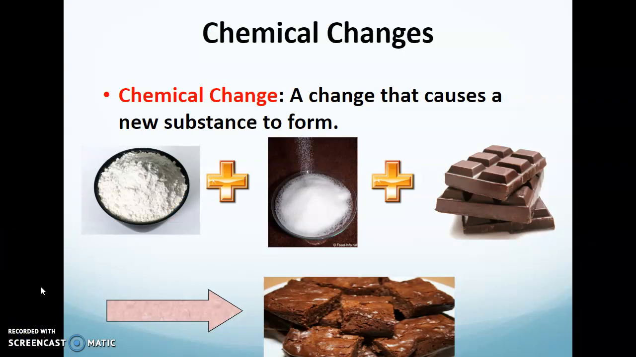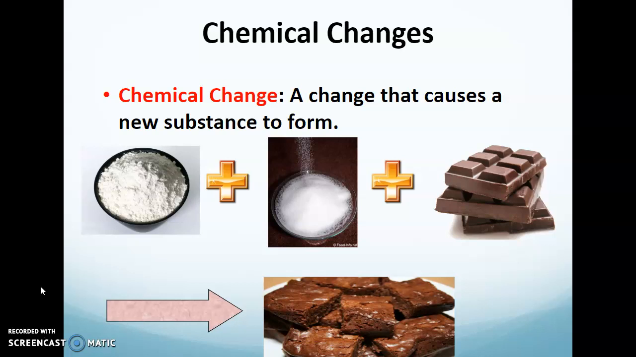Okay, so now moving on to chemical changes. A chemical change is a change that causes a new substance to form. A key thing when you think of chemical changes, I always think of it as something that's irreversible. You can't go backwards.